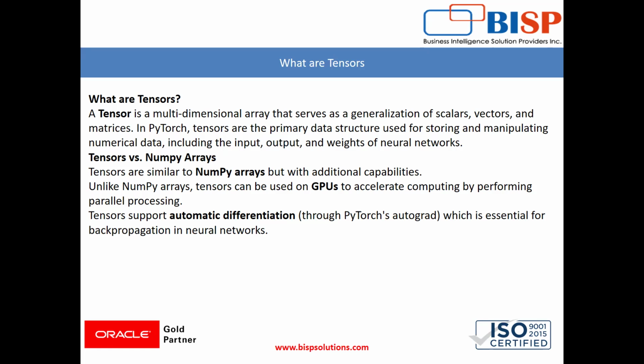Okay, in PyTorch, tensors are the primary data structures used for storing and manipulating numerical data. Whatever numerical data we have, we manipulate it with the help of tensors. Now, tensors are similar to NumPy arrays, but with additional capabilities. Unlike NumPy, tensors can be used on GPUs to accelerate computing by performing parallel processing.